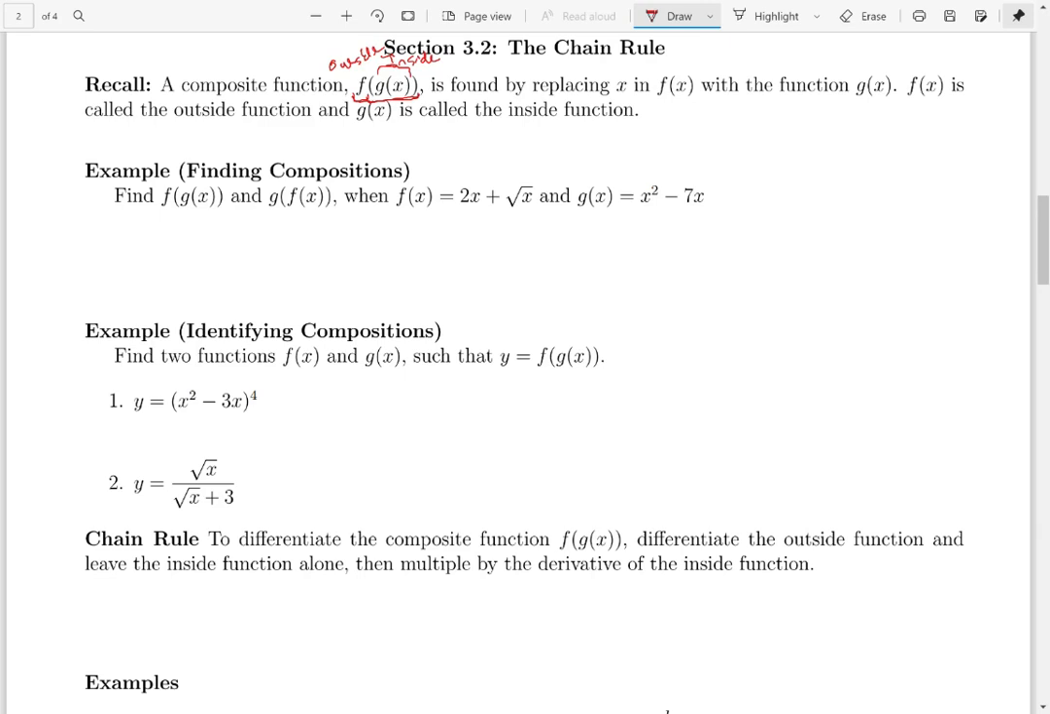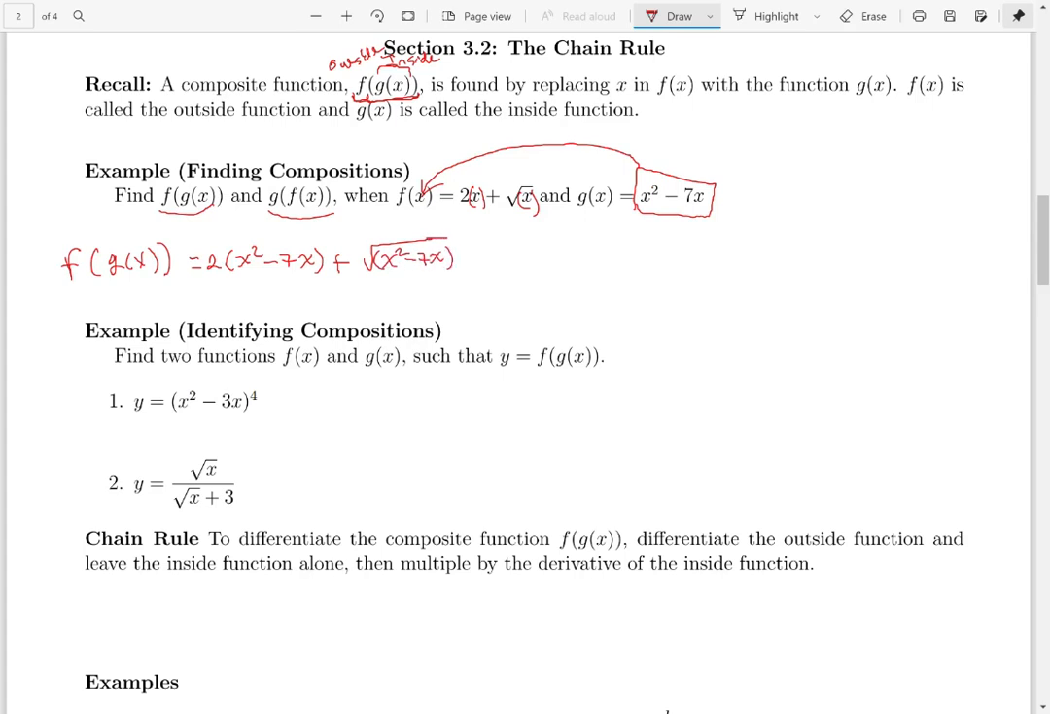If I want to find f of g of x, and I also want to find g of f of x when I'm given these two functions, let's find f of g of x first. All we do is take the entire g function and plug it into the f function. Everywhere you see an x, put parentheses and replace it with g. So f of g of x is going to be 2 times x squared minus 7x plus the square root of x squared minus 7x.